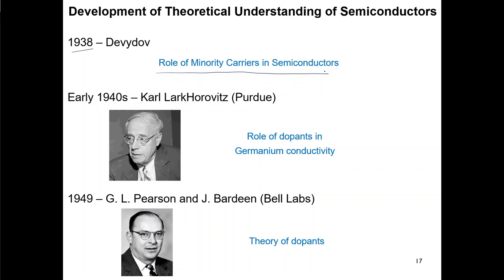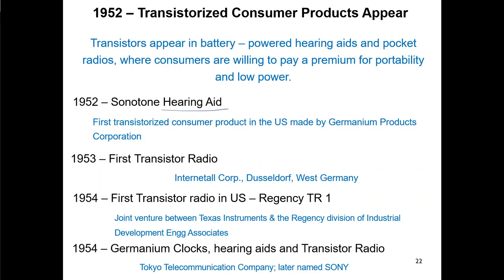As far as the transistor consumer product is concerned, the transistor came into existence in many new products, portable products, as the transistor was miniaturized. In the very beginning, it came into existence in the hearing aid, when the first transistor consumer product in the US was made, which was based on germanium material, and the company name in fact was Germanium Product Corporation, where they used this device in hearing aid kind of systems.